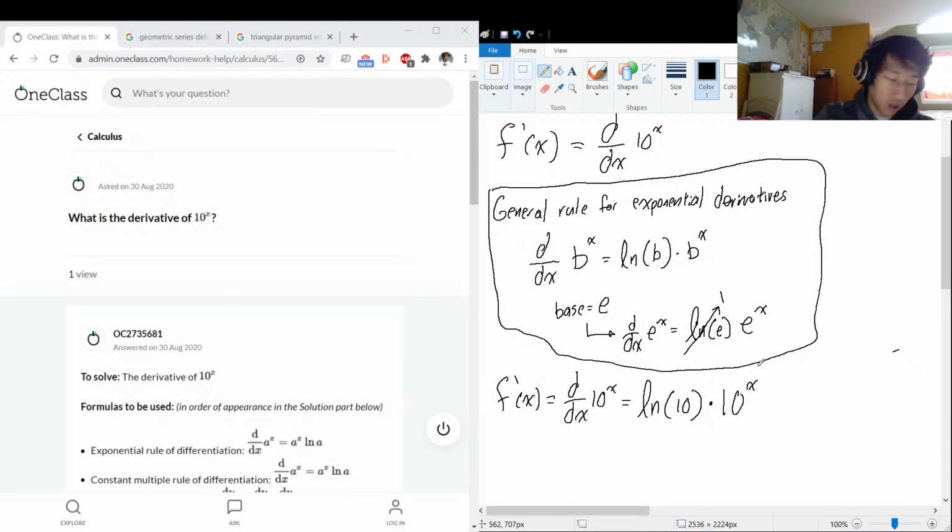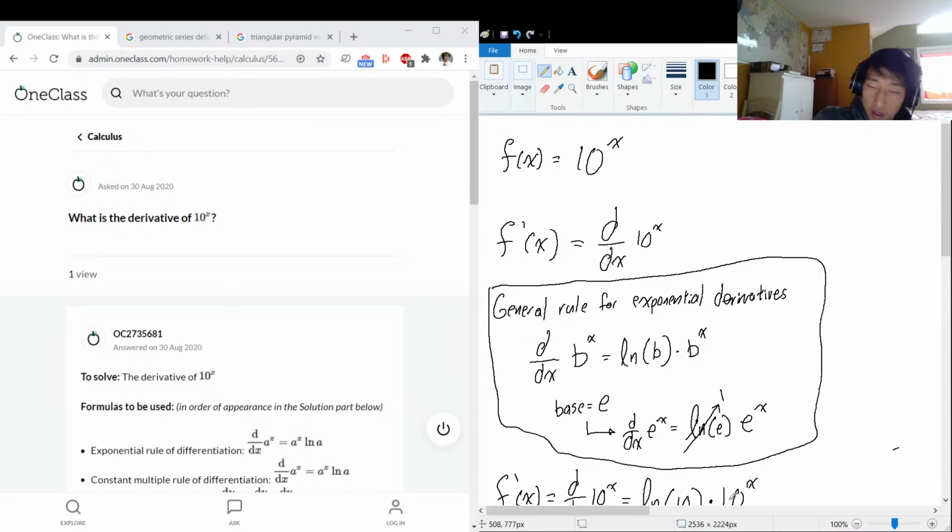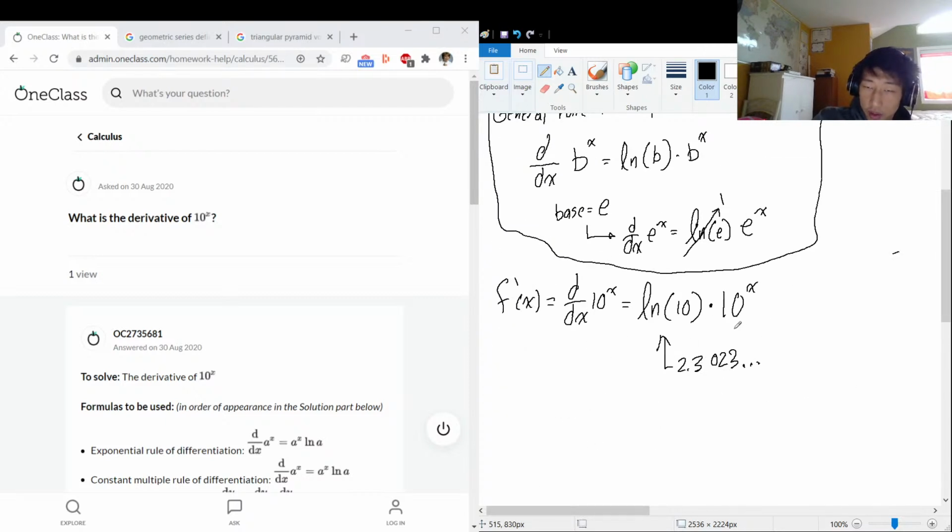Okay. Natural logarithm of 10, I'll get an approximated value for that. It's about 2.3023. But you would typically want to leave it as a logarithm, just to give you an idea of what it's going to look like. So what that value might be in this case is 2.3023, but higher bases are going to have higher values for this.